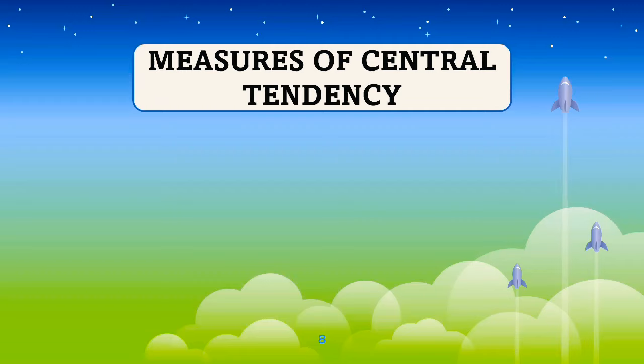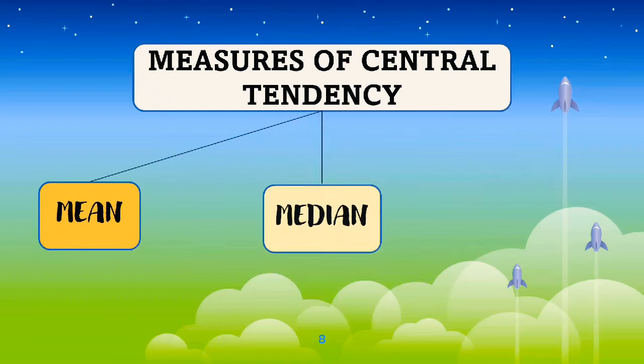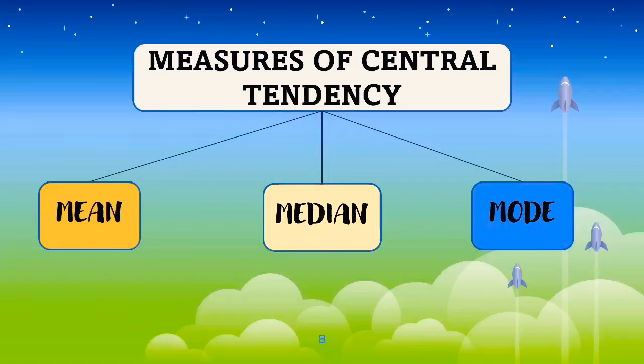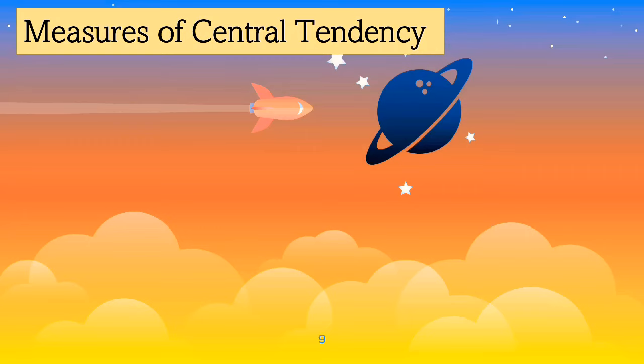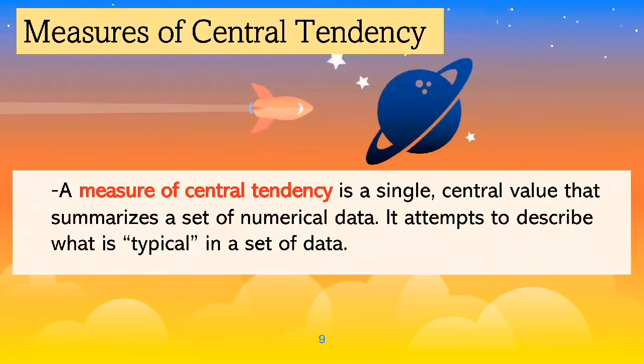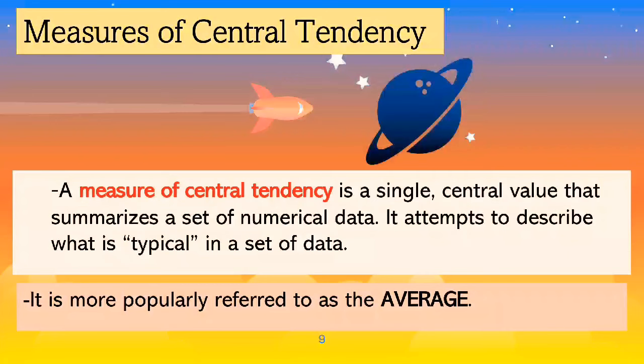Measures of central tendency is classified into three different measures. The first one is the mean, the second one is the median, and the third one is the mode. But first, what are measures of central tendency? A measure of central tendency is a single central value that summarizes a set of numerical data. It attempts to describe what is typical in a set of data. It is more popularly referred to as the average.